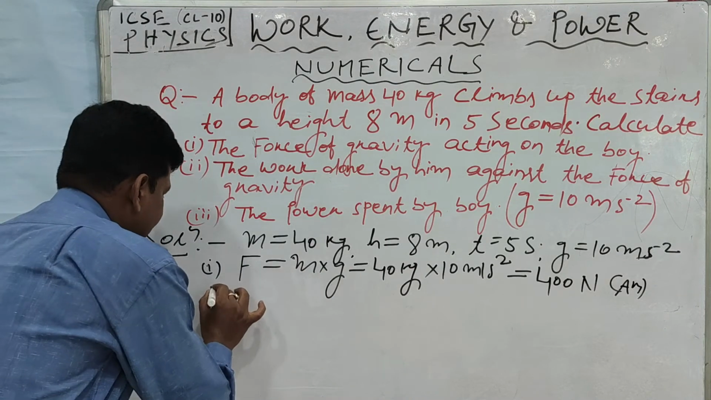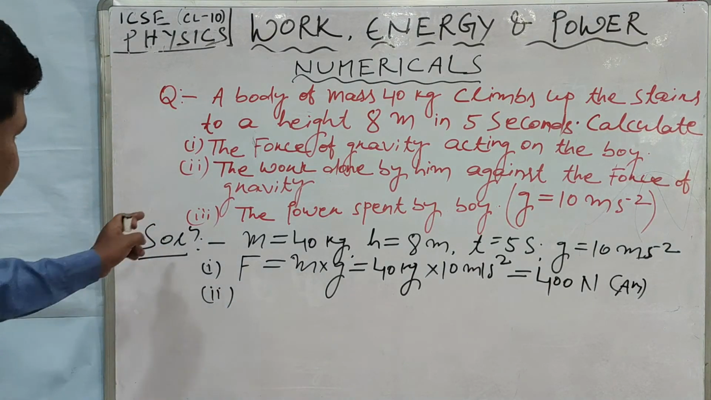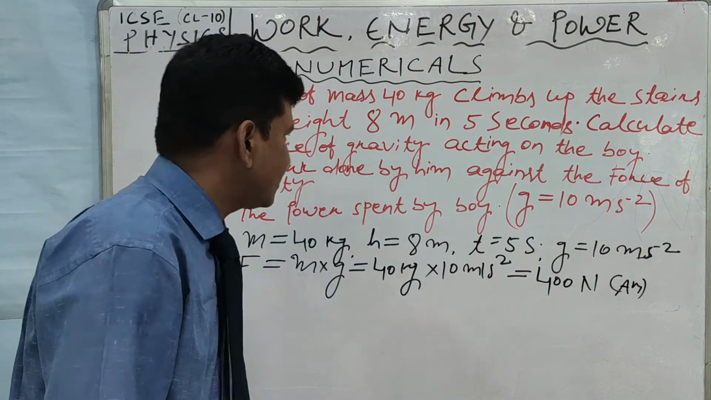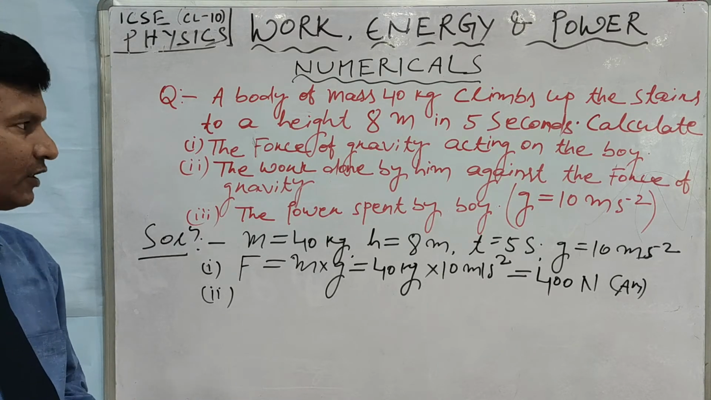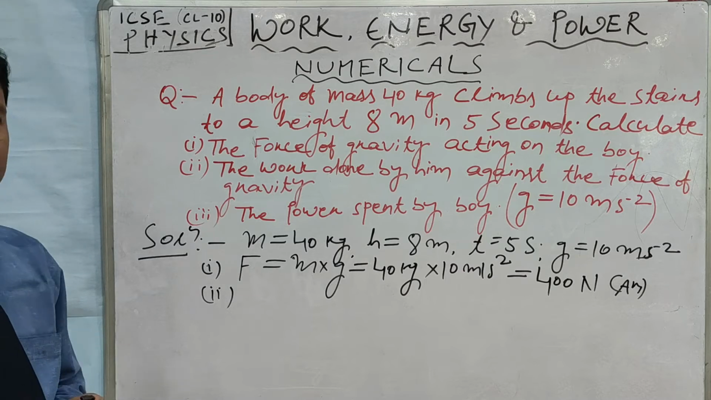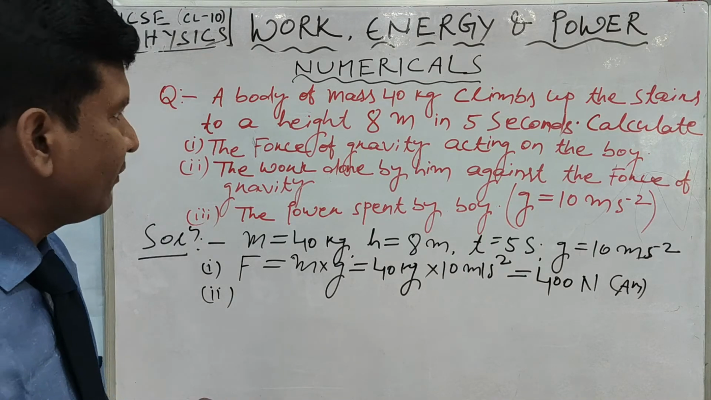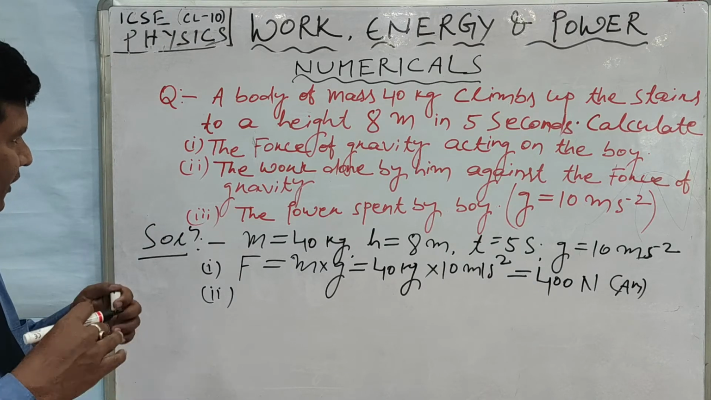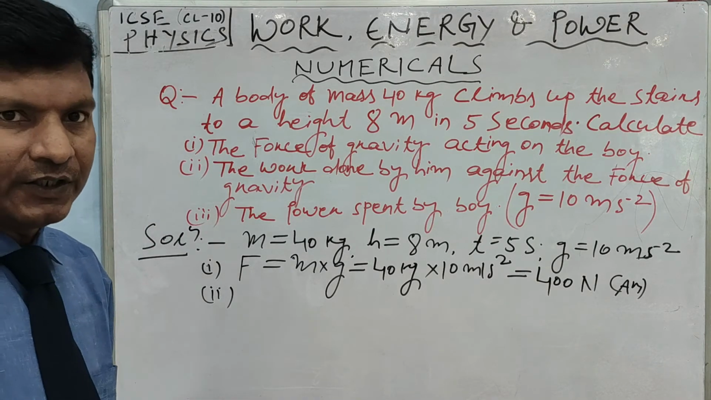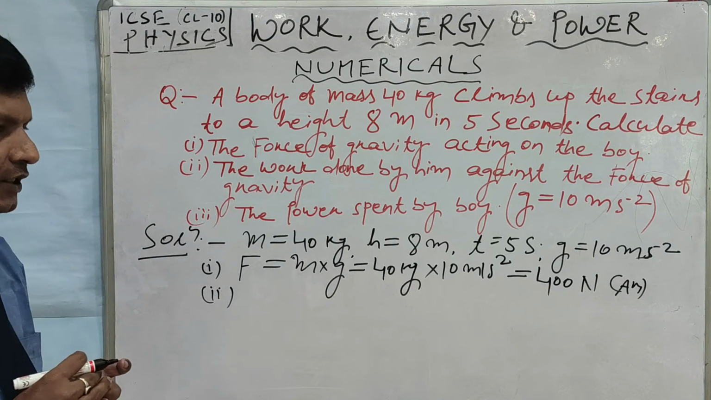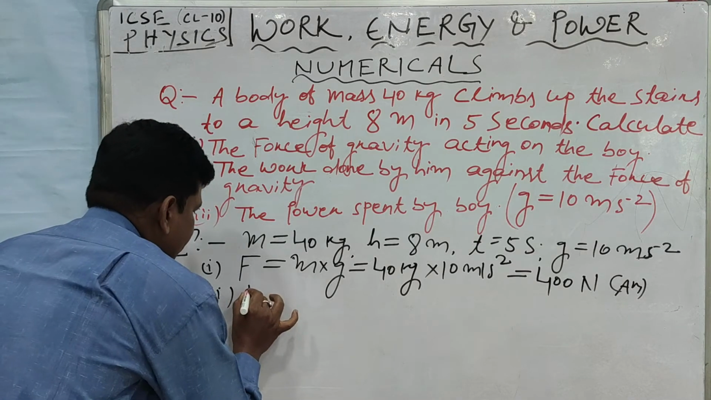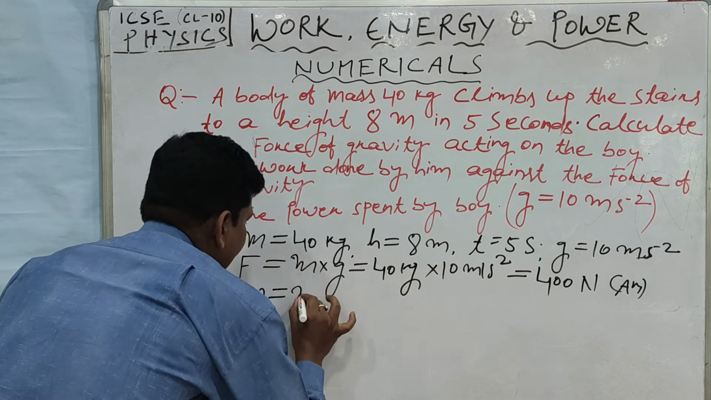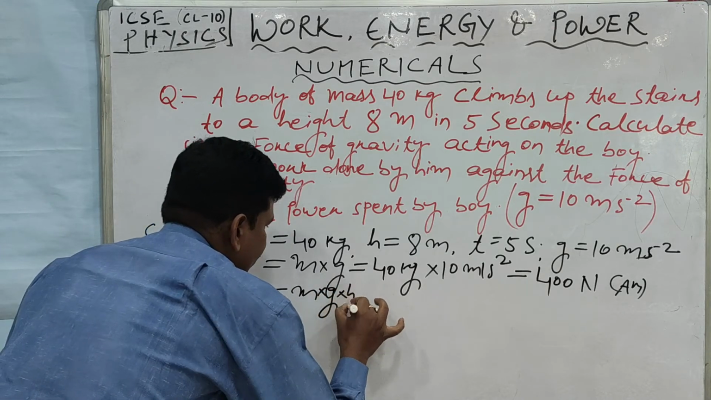Now let's see what the second question asks: find the work done by him against the force of gravity. As you know, the expression of work done is W is equal to mgh, which I have taught you in my previous video. If you do not know this, you can go through the video and see. So work done W is equal to m into g into h.